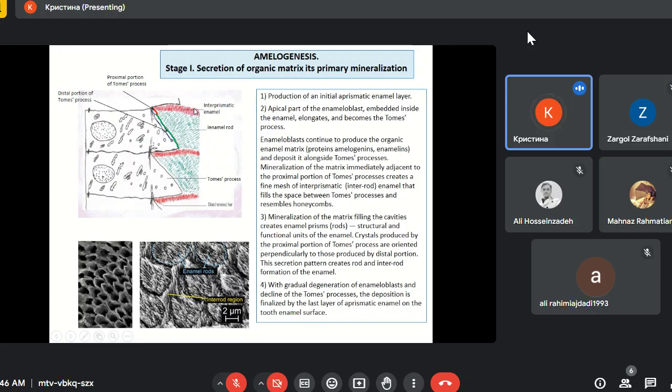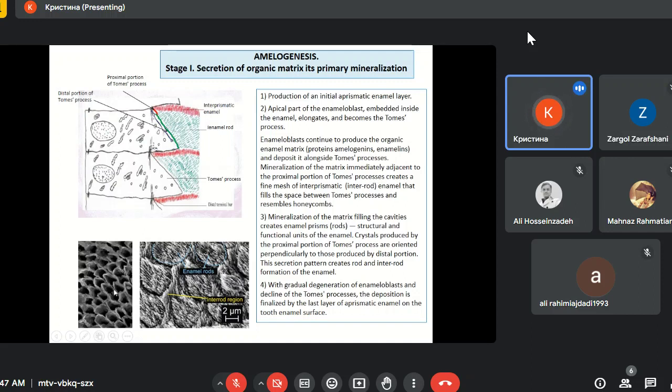It is called interprismatic or interrod enamel. It forms a structure like a honeycomb, and inside each honeycomb the Tomes process of the ameloblast is embedded. So this will be the interprismatic substance, and next the Tomes process, its distal portion, this one, produces the enamel rod itself, green in this picture.